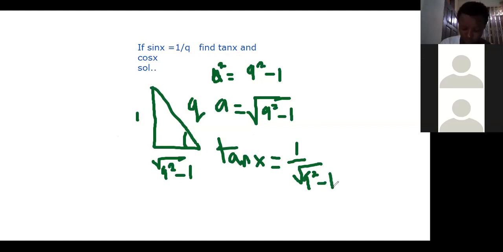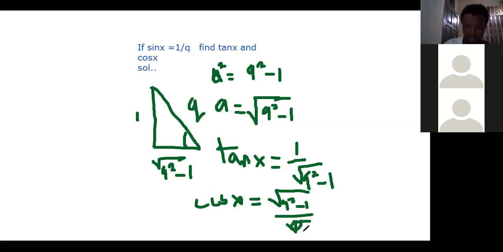Then the other one, cos x, will give us adjacent all over hypotenuse. So our adjacent is root of k squared minus 1, all over k. Do you get it? Yes, sir.